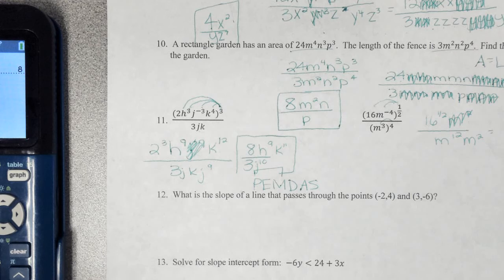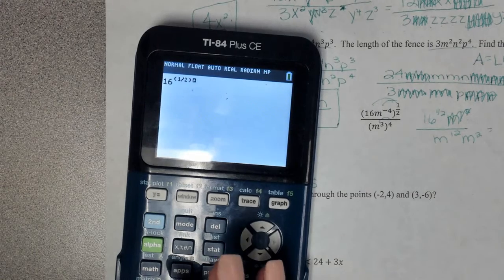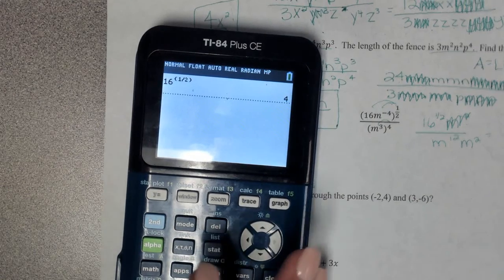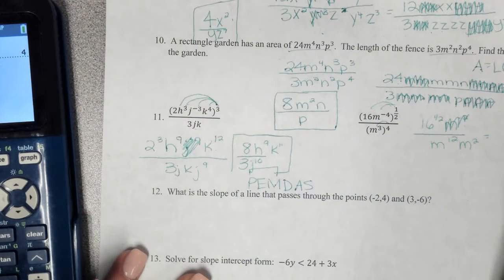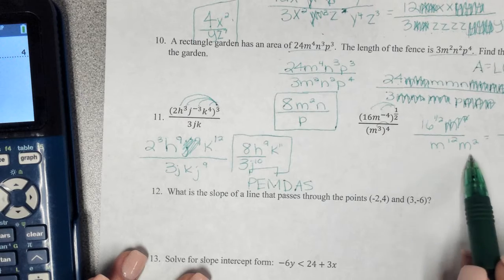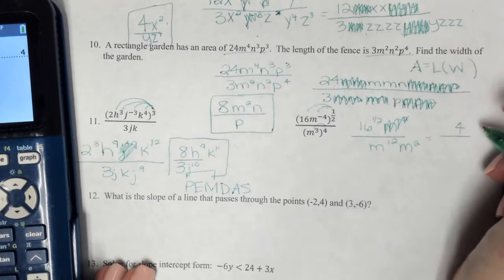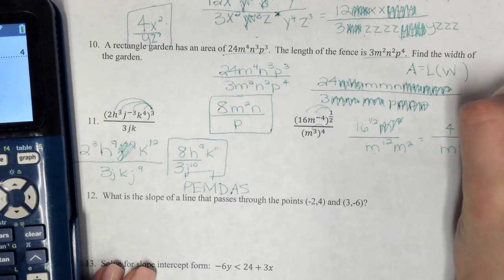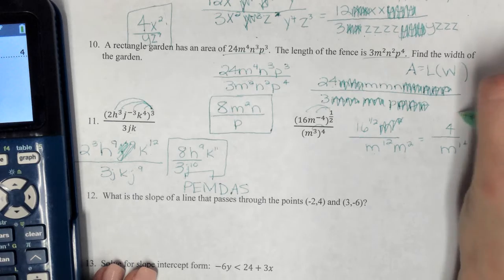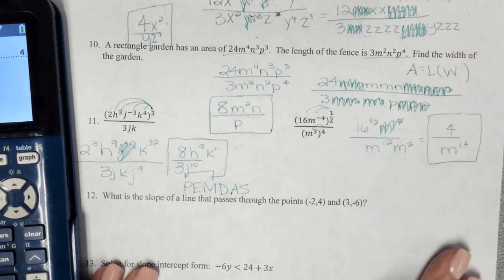So I'm going to see, what is 16 to the 1/2 power? Make sure you put that 1/2 in parentheses. 16 to the 1/2 power, and it's 4. So we have a 4 on top. And then on the bottom, we have m12 and m2, which would give you m14, because when you multiply, you add your exponents.